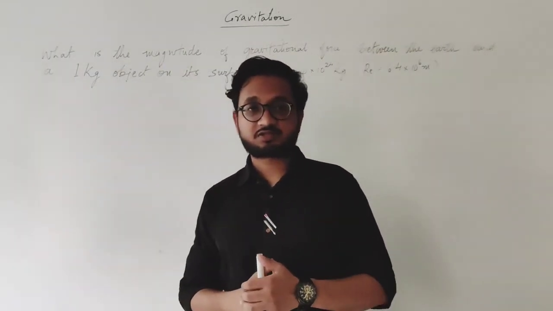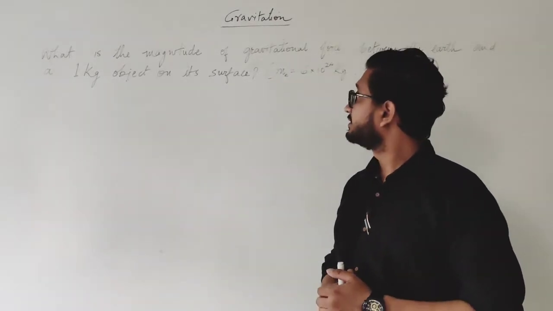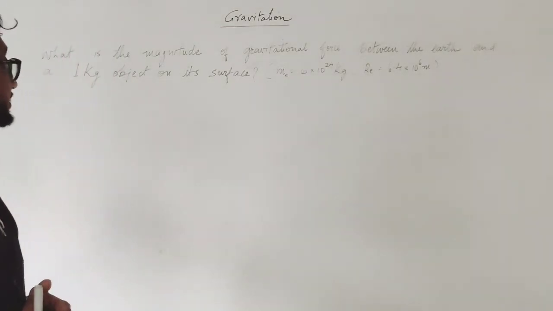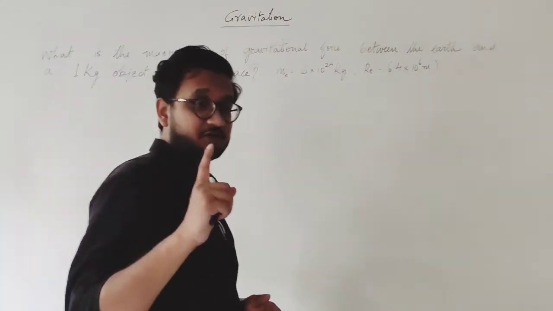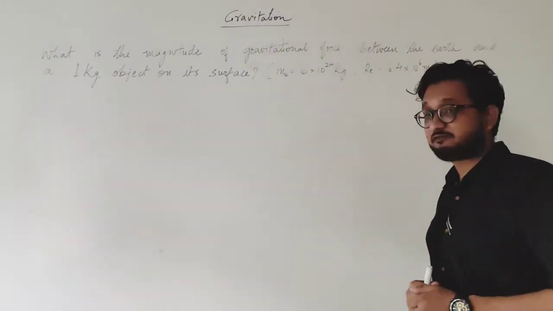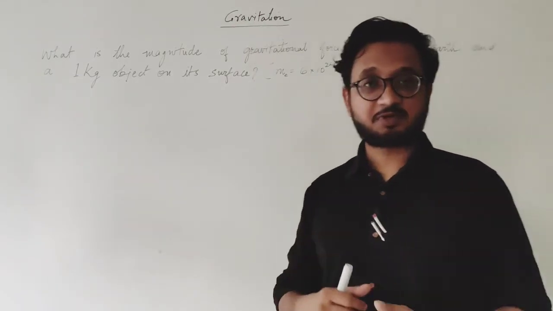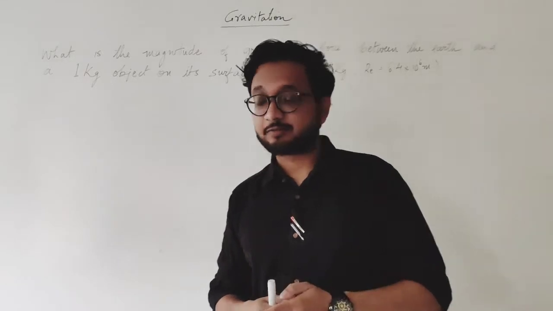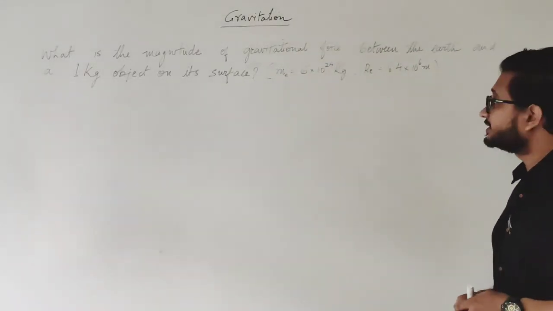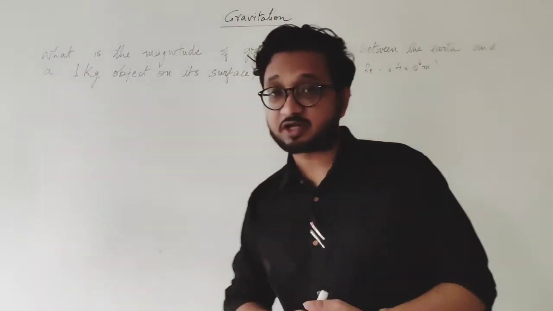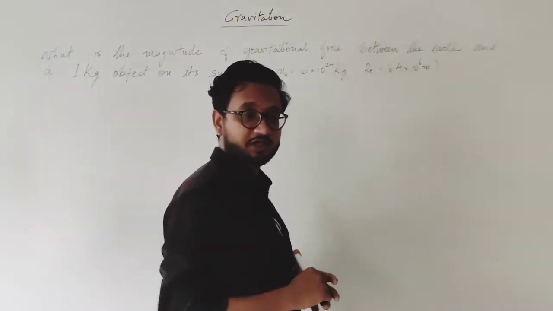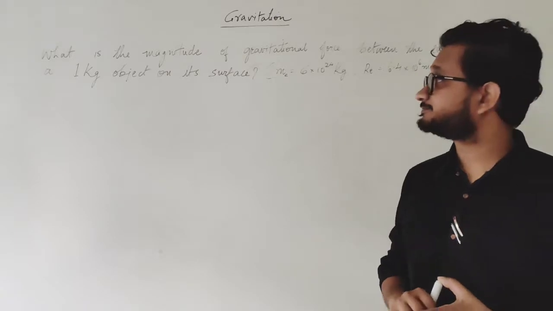Okay students, another simple numerical for you. What is the magnitude of gravitational force between the Earth and a 1 kg object on its surface? So a 1 kg object is placed on the surface of Earth. What will be the gravitational force on it? And the values are given. Mass of the Earth is 6 into 10 raised to 24 kilograms and radius of Earth is 6.4 into 10 raised to 6 meters.